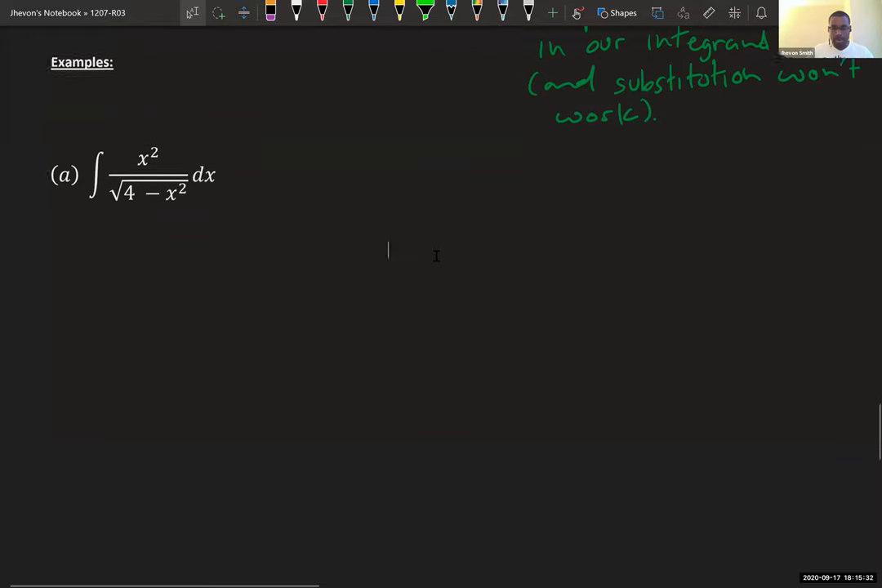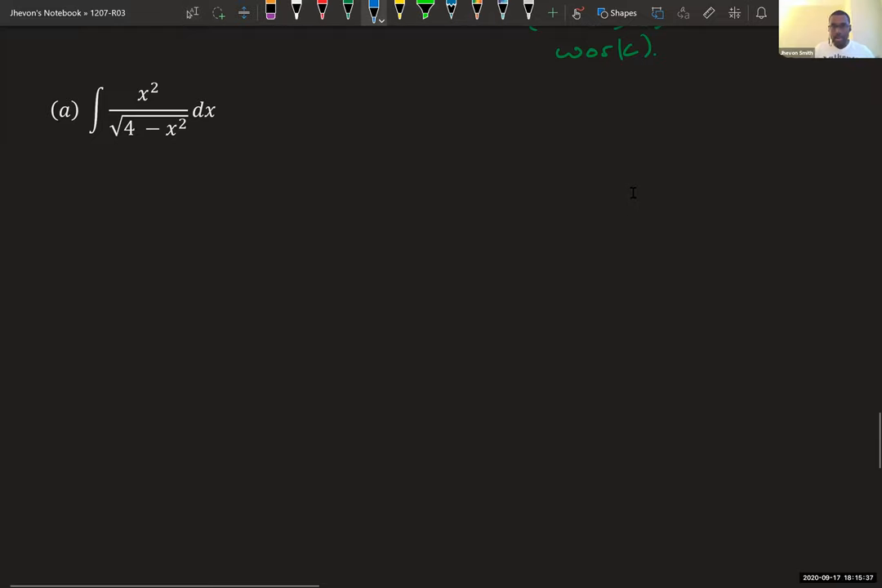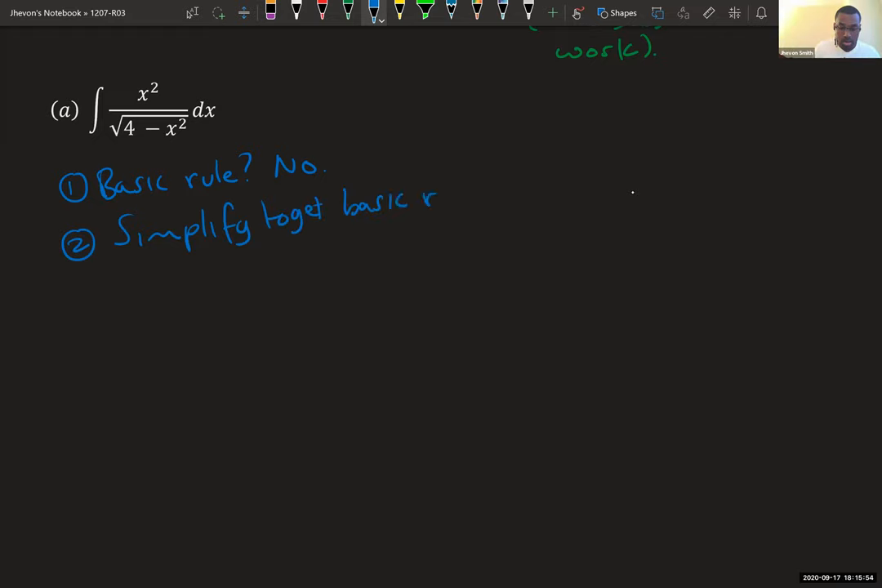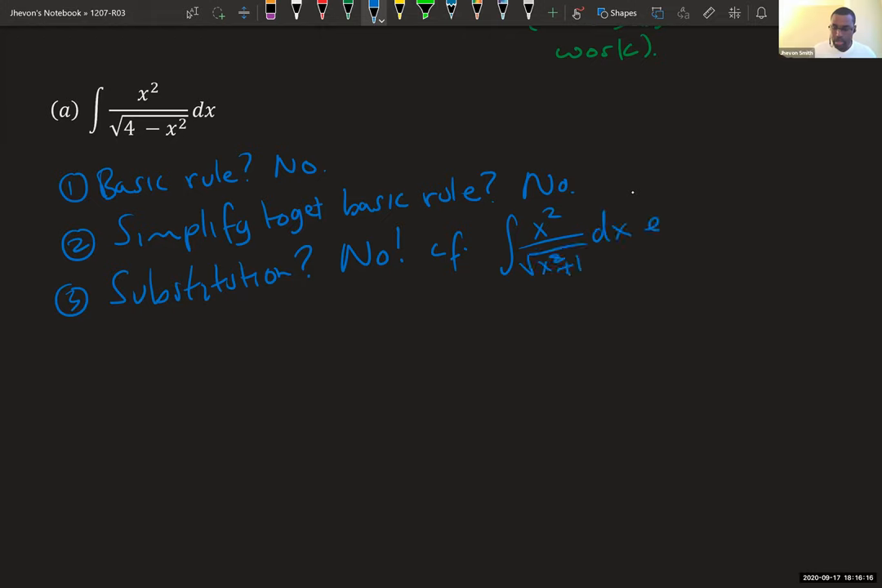So here I look at this thing. Always, I go through that strategy. One, basic rule? No. Two, can I simplify to get a basic rule? No. Three, substitution? No, right? And why no, compared to the x squared over the square root of x squared plus one dx example? You can't get a substitution to work on this one for pretty much the same reason that you couldn't get a substitution to work on that one. But I'll make that more precise towards the end. At some point, I'm going to tell you how you would know that the substitution is not going to work.